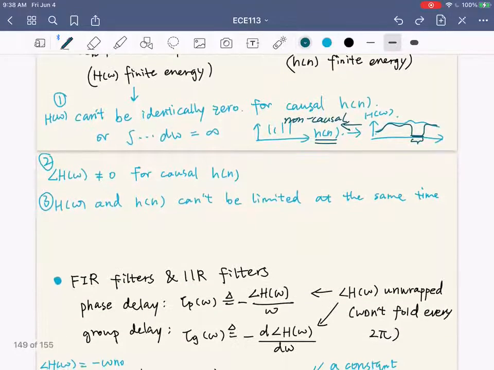Cool. So you can observe the spectrum and have some indications about the h of n in the time domain. Okay. Any question about this part?